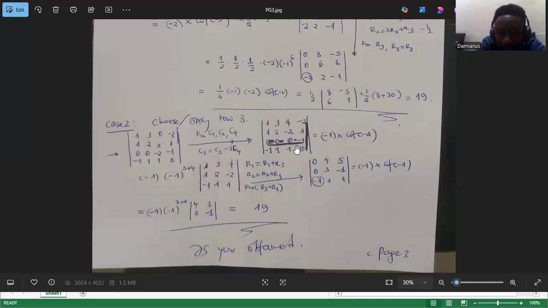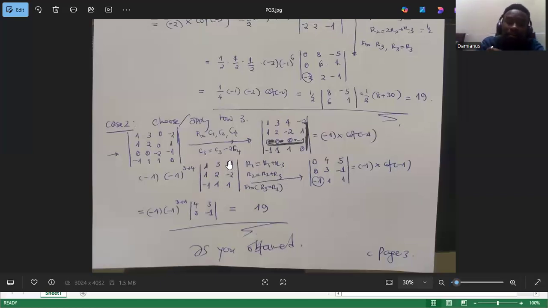So here we have -1. Where is this -1? It is in row 3, and column 4. So you will have -1 times -1 raised to 3 plus 4, row 3, column 4, times the determinant of the matrix you get by deleting this row and this column. So if you delete this row and this column, what remains is 1, 3, 4, and then 1, 2, -2, and then 1, -1, 1. So that's what you get.